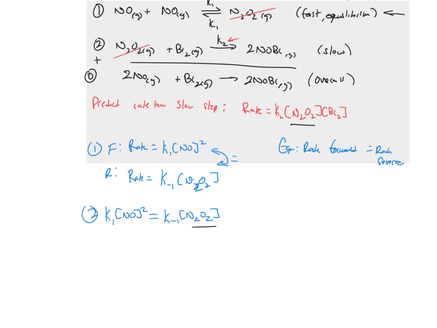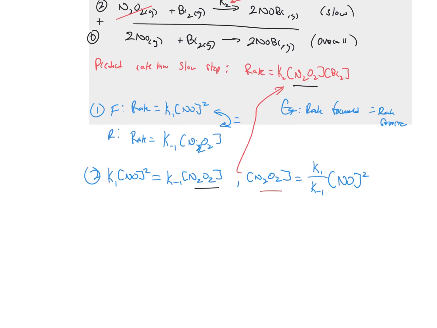And here my goal is to isolate N2O2. And so we just have to do some basic algebra. We find the concentration of N2O2 is equal to K1 divided by K minus 1 times the concentration of NO squared. And then now I can plug this back in to my rate law from the slow step. And so step 3 is to just plug back in. My rate is now equal to K2 times K1 divided by K minus 1. I typically like to put all the K's together. Then the concentrations, and it'll be concentration of NO squared times concentration of Br2.